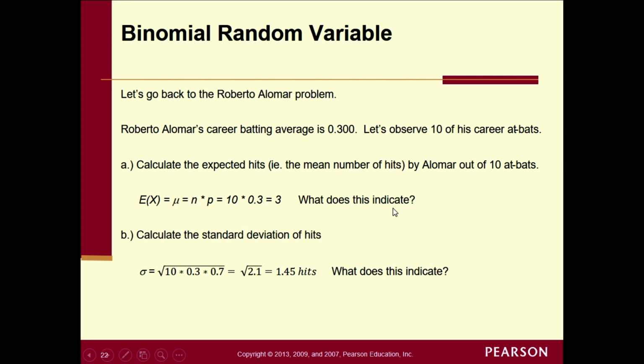What does that indicate? Well, what that means is that if we looked at 10 of his at-bats and wrote down the number of hits that he had, and then looked at another 10 of his at-bats, wrote down the number of hits, and so on and so forth, sometimes he's going to get 0 hits, sometimes 1 hit, sometimes 2 hits, 3 hits, 4 hits, 5 hits. We just kept doing this over and over again. If we averaged all of those, do you know what the average is going to turn out to be? It's going to turn out to be that 3 right there. So that's what that means.